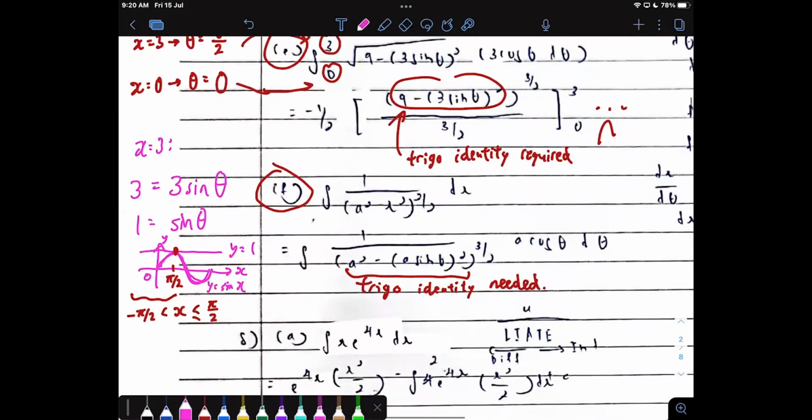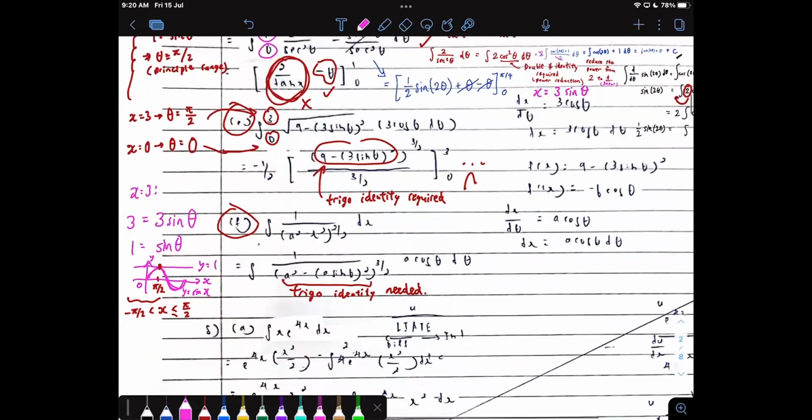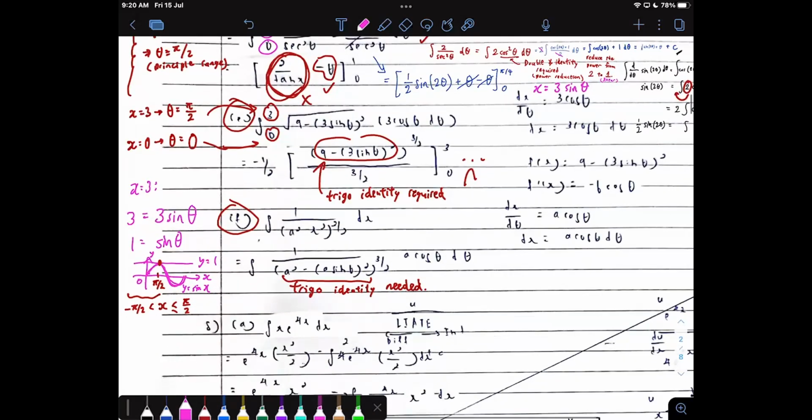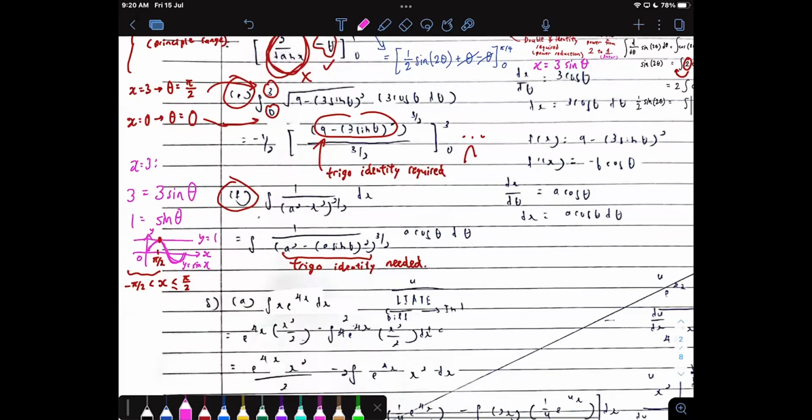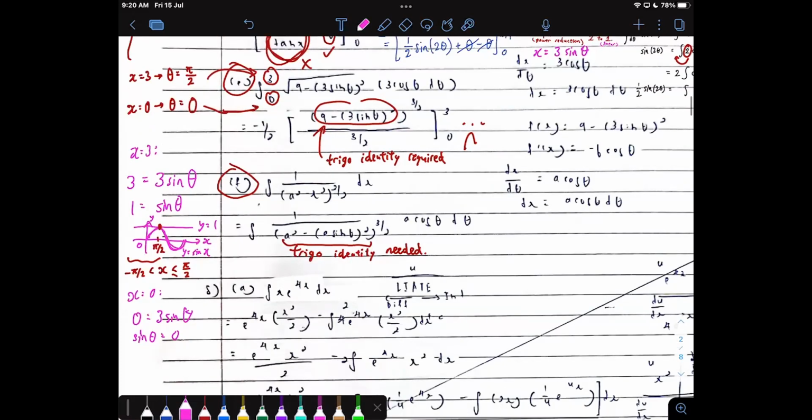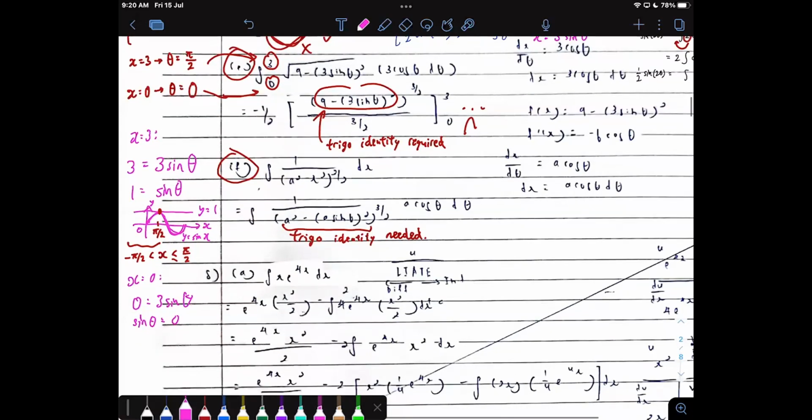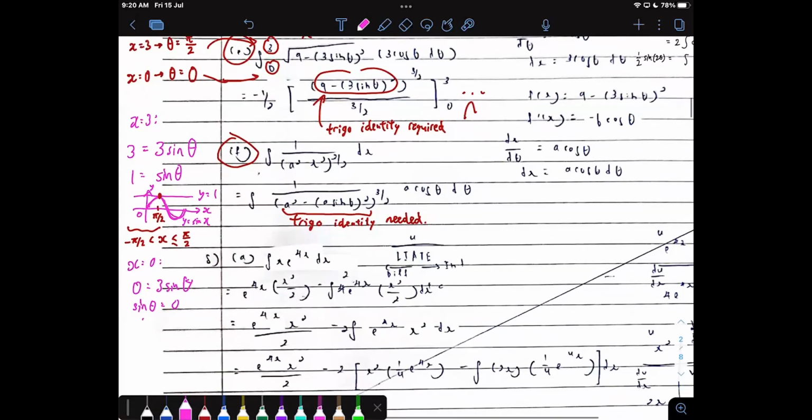Then the lower limit, x equals 0. So even easier. If x equals 0, then you get 0 equals 3 sine theta. Divide by 3, you get sine theta equals 0. Again, it's an extreme case of 0. What do you do? Draw a graph. Look at the graph. The x-axis itself is already y equals 0. Then you have sine theta. Where's the intersection? Here, here, and here. Which one do you pick as a solution?